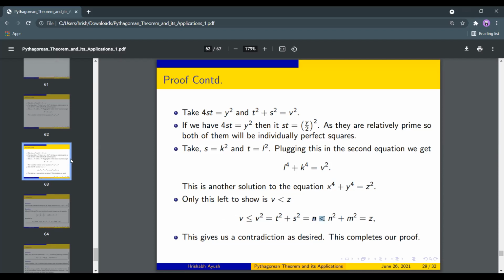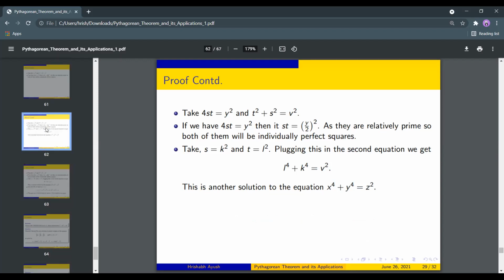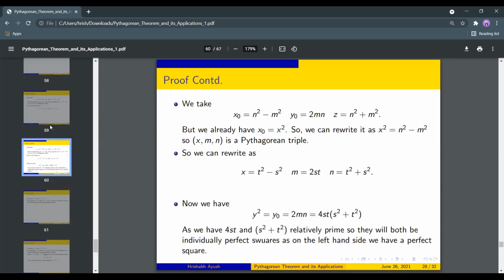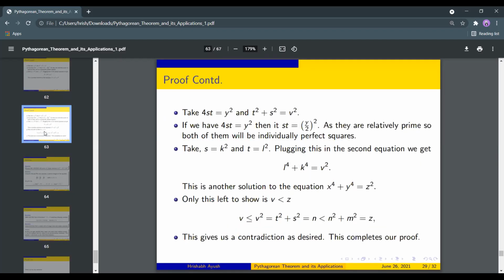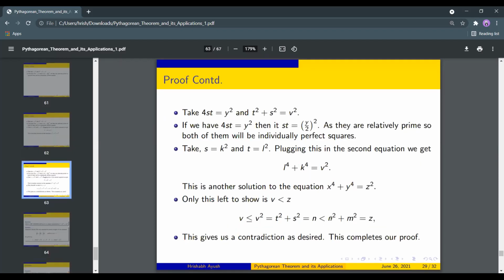So we found this from here. Let me show you that. So N is equal to T square plus S square. We use that fact from here and then we substituted it here. So N square plus M square. So N will always be less than N square plus M square, which is equal to Z. This gives us a contradiction as desired.